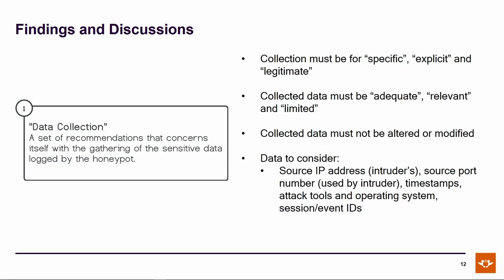So the type of data to consider when collecting is the source IP address, which is the intruder's IP address that he used during the intrusion, the port number used to connect to the honeypot, timestamps, date and time, the attack tool, which could be the malware used, session IDs or event IDs that show important events during the intrusion, as well as the tools or the operating system or the device manufacturer used by the intruder.